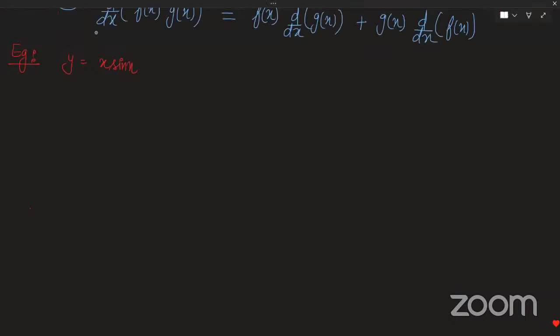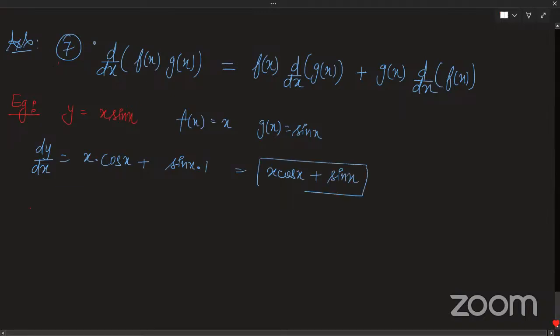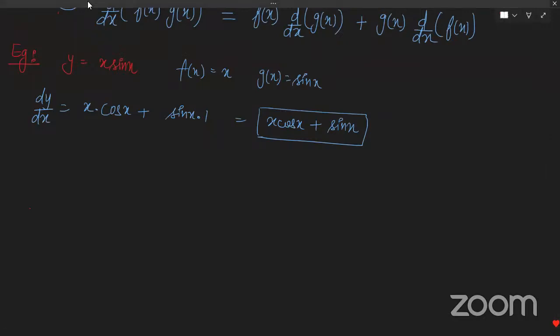So can you just tell me, you have got two functions multiplied. Your first function is x and your second function is sine x. So you need to calculate dy by dx, right? Your f of x over here is x and your g of x is sine x. So dy by dx is f of x into d by dx of g of x, which is cos x. Great. Plus g of x as it is, sine x, into derivative of x, which is 1. So it is x cos x plus sine x. Really simple, right? Yes, sir. Okay.